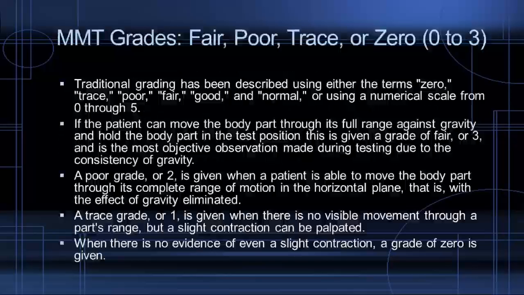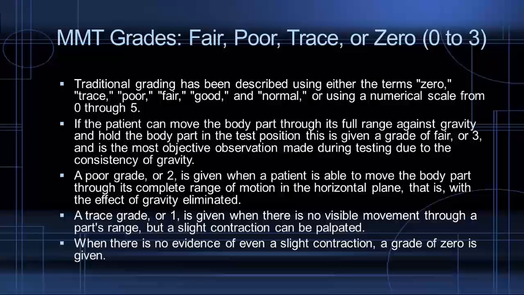So if they can move through their full range of motion against gravity, it's a 3. Traditionally they use the terms 0, trace, poor, fair, good, or normal, and it's more of the standard now to use the 0 through 5 scale. So 0 is 0, 1 is trace, 2 is poor, 3 is fair, 4 is good, and 5 is normal. And then there's some pluses and minuses. We'll talk a little bit about that too.